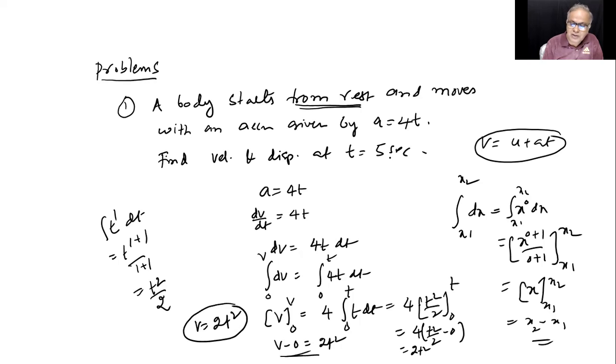But I want velocity at what? 5 seconds. So what do I do from here? v equals 2 into 5 square. How much is it? 50 meters per second.